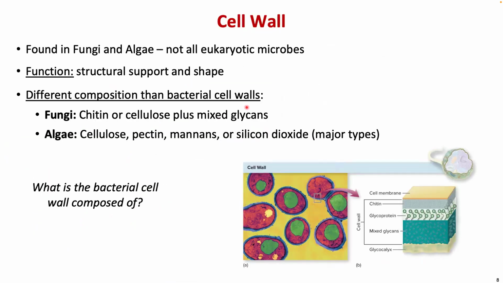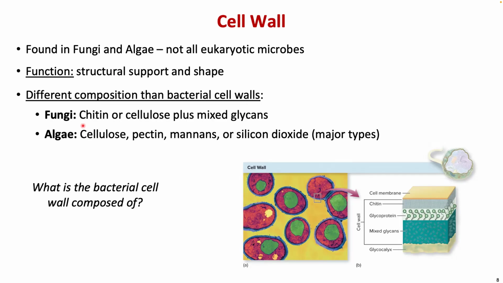So now we've seen what is helping the bacteria move. We are now zooming into the cell wall. As we've already discussed previously in the old lecture, this cell wall is found in fungi and algae and not in all of the eukaryotic microbes. Their function is basically to support and help in the shape, and they have a different composition than that of the bacterial cell wall that we discussed earlier on.